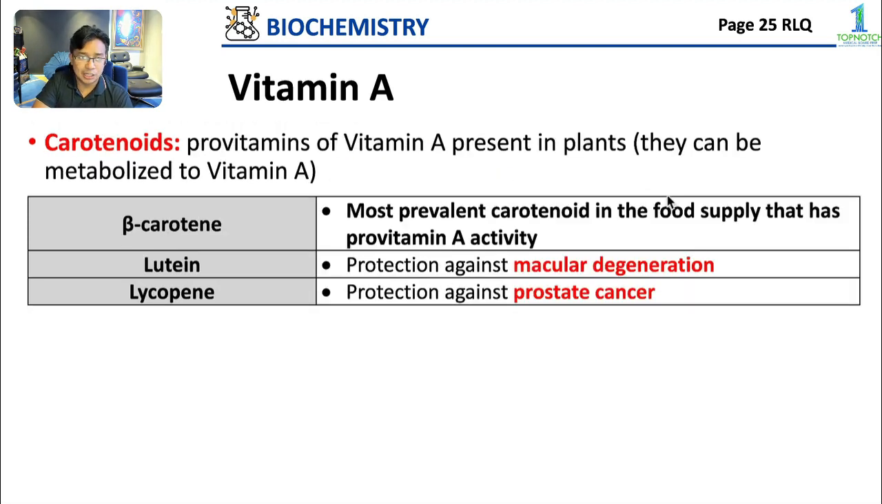Now, carotenoids naman are provitamins of vitamin A, found in plants. They can be metabolized to vitamin A in the process. Now, beta-carotene is most prevalent in the food supply that has provitamin A activity. Now, beta-carotene will then become retinol eventually para siya ay ma-absorb ng ating katawan. Kasi take note, retinol is the form of vitamin A that can be absorbed by your intestines.